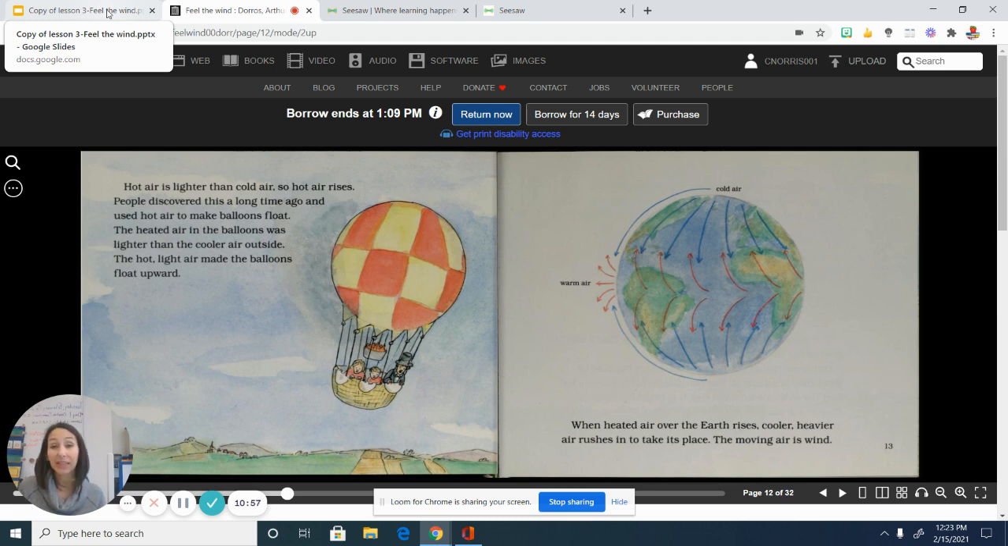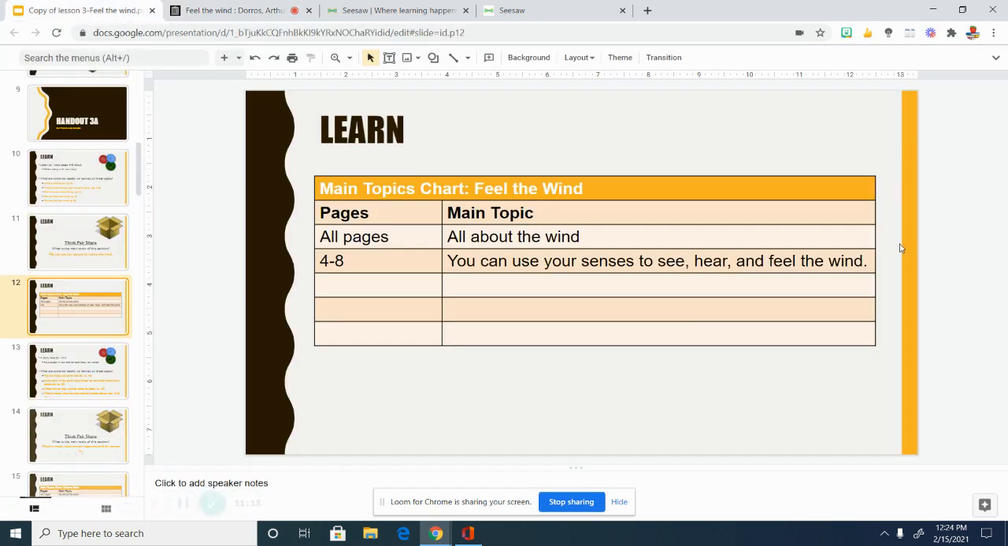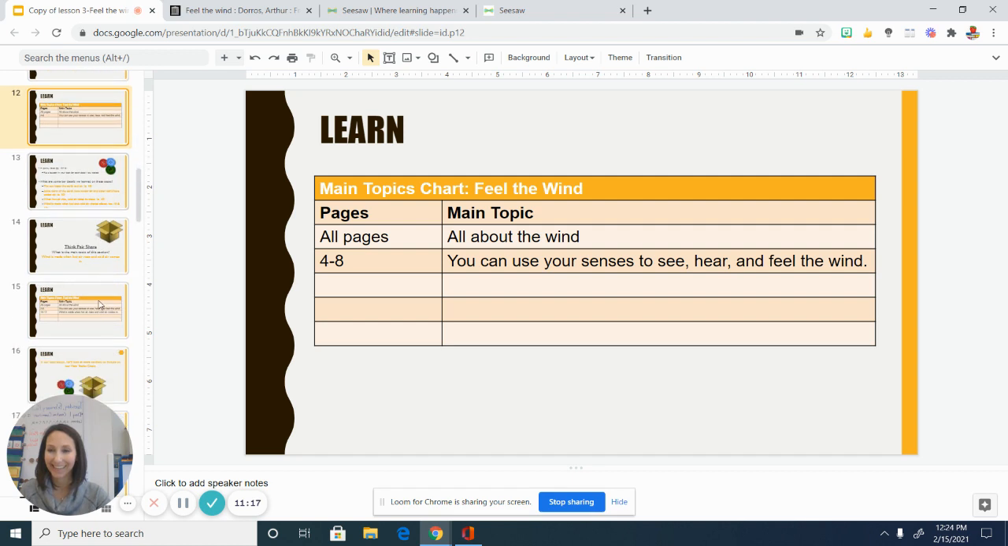Yeah, that's what I was thinking. This section is really focusing on how wind is made from hot air and cold air changing places. So when hot air rises and cold air comes in, that's what creates wind. So let's add that to our chart. Okay, all right, here we go. So wind is made when hot air rises and cold air comes in.